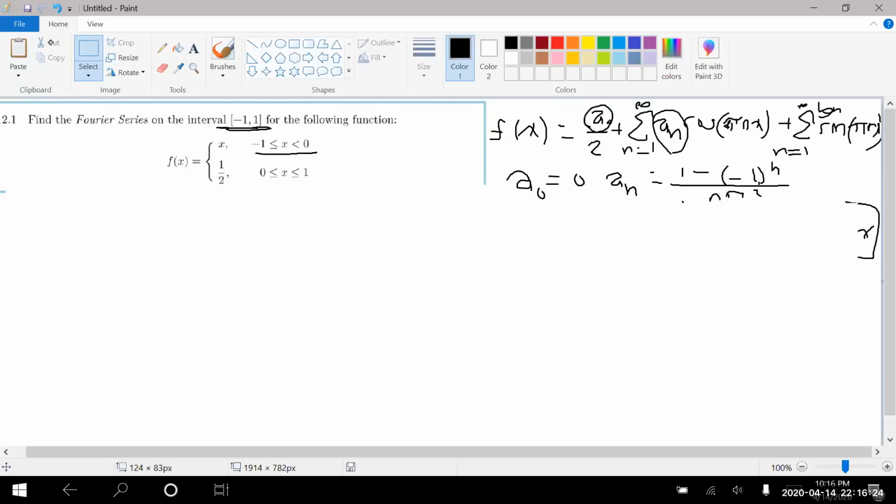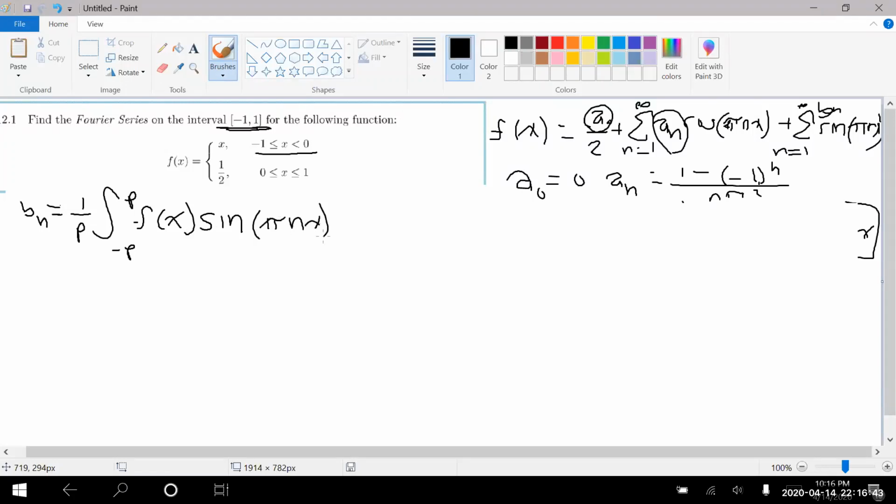Okay, so now for our b sub n. So for our b sub n, it's a very similar formula. You have your 1 over p times your integral of negative p to p of your function x times sine pi n x dx. Okay, so when you start plugging in values for this, you will get 1, so that's your 1 over 1 for your p.